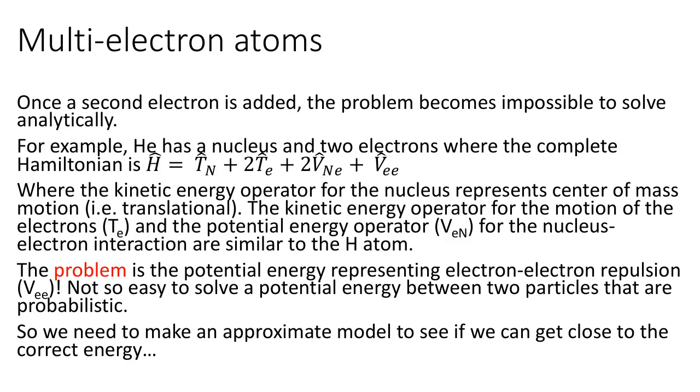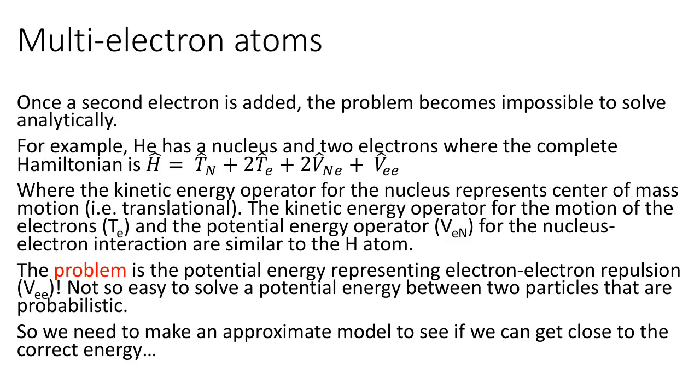So the Hamiltonian is the kinetic energy operators of the nucleus and the two electrons. Of course, the nucleus kinetic energy operator we ignore because that's still center of mass motion. It doesn't matter how many electrons we add, the center of mass is still the nucleus. So that's translational. But then we still have the kinetic energy operators of the electrons, and then the potential energy operator between the nucleus and the electrons. That's very similar to the hydrogen atom. There would be some differences, but it's very similar.